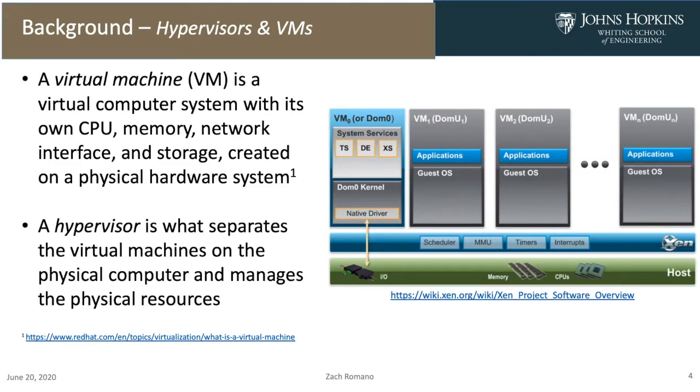And then additionally, there is a hypervisor, which is what separates the virtual machines on the physical computer and manages the physical resources. If we look at this picture here, we can see that the hypervisor, Xen in this case, is sitting in between the physical machine and these virtual machines. The virtual machine goes through the hypervisor to request resources, and the hypervisor is what allows the virtual machine to access the memory, access the CPUs, and acts as a scheduler to give each one of them access to resources.